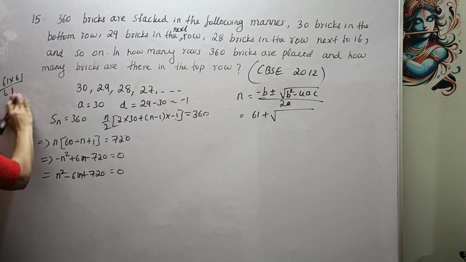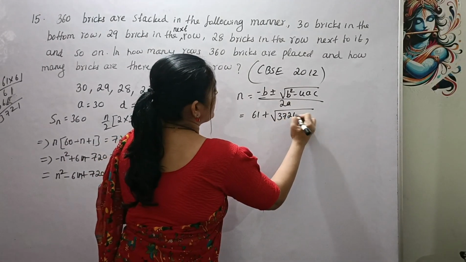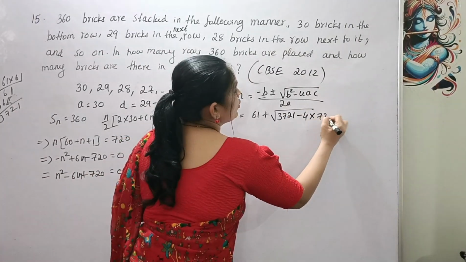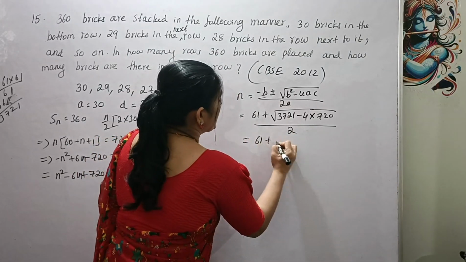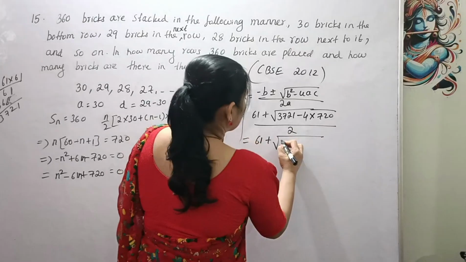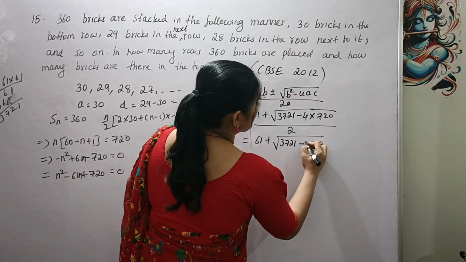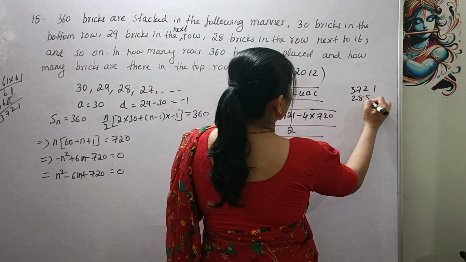Okay, 6 ones are 6, 6 sixes are 36, so 36. Okay, that is 3721 minus 4 into A is 1 into C, that is 720, divided by 2 into 1. Okay, 61 plus square root of 3721 minus 4 into 2 is 8, 4 sevens are 28, divided by 2. 3721 minus 2880.